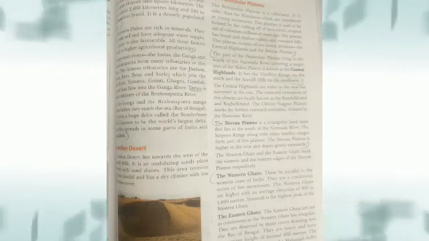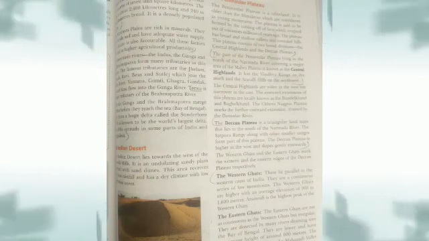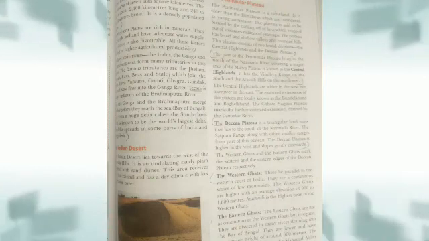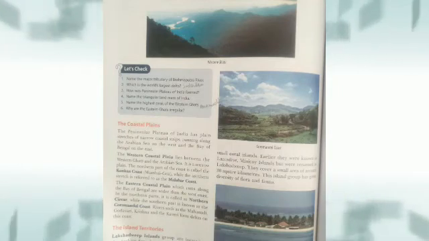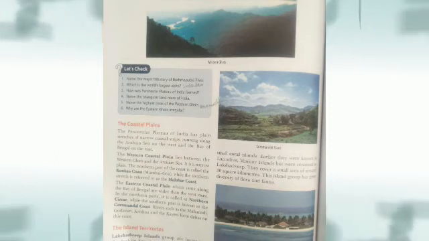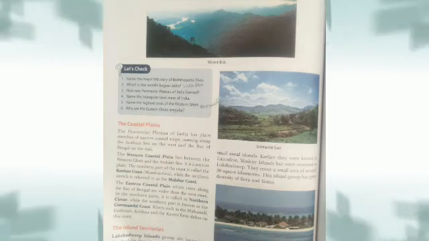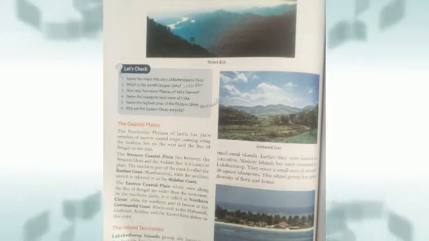The highest peaks are found in this range, which include Mount Everest and K2. The Great Himalayas start in northern Kashmir and extend eastwards into southern Tibet and Nepal. Second, Lesser Himalayas. The central range is called the Lesser Himalayas or Himachal. This range is considered the most rugged mountain system. The altitude varies between 3700 and 4500 meters and the average width is 50 kilometers.